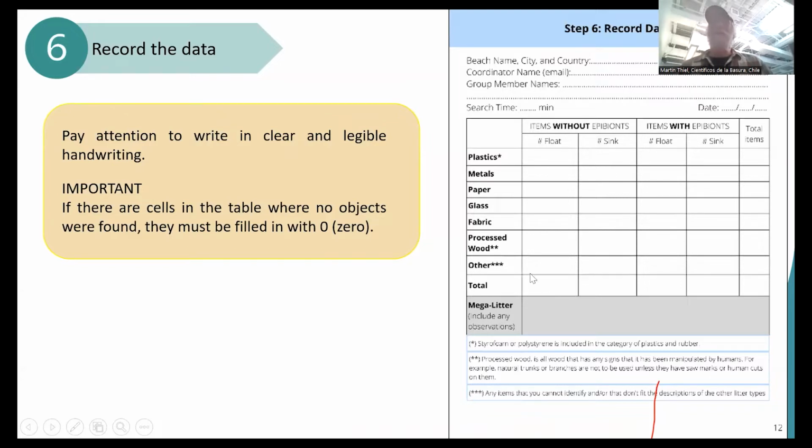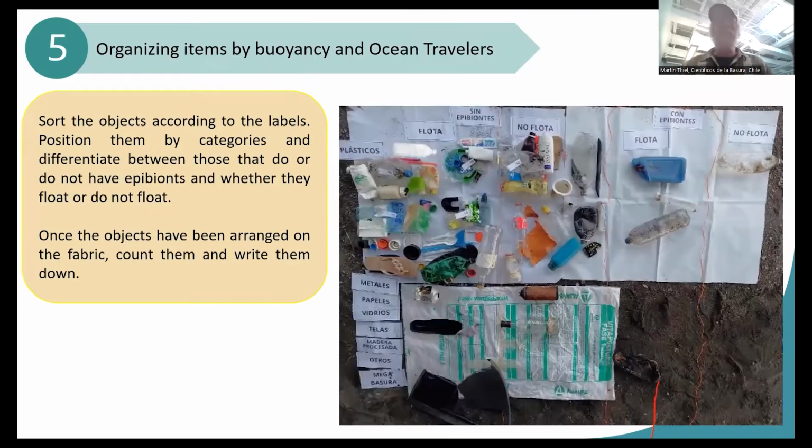And if you paid attention, you can already see that this data table is organized exactly in the same way as the sheet, the litter on the ground. Here we have the plastics, metal, paper, glass, fabric, processed wood, others that we don't know what it is, non-identifiable. And then here on the left side we have the items without epibionts, and on the right side we have the items with epibionts. So you can see here on the ground we organize it in the same way, right?